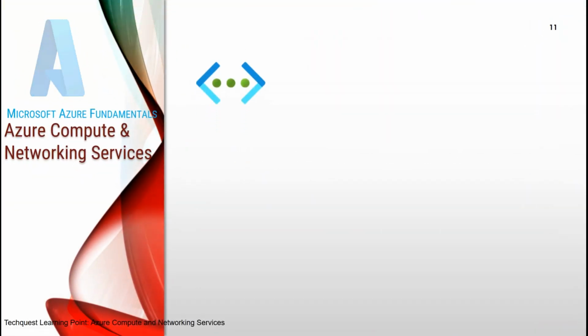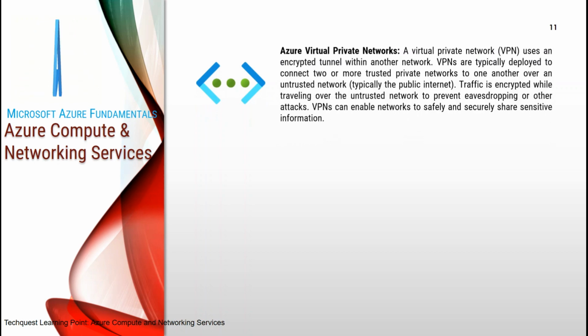Azure Virtual Private Networks. A virtual private network (VPN) uses an encrypted tunnel within another network. VPNs are typically deployed to connect two or more trusted private networks to one another over an untrusted network, typically the public internet. Traffic is encrypted while traveling over the untrusted network to prevent eavesdropping or other attacks. VPNs can enable networks to safely and securely share sensitive information.